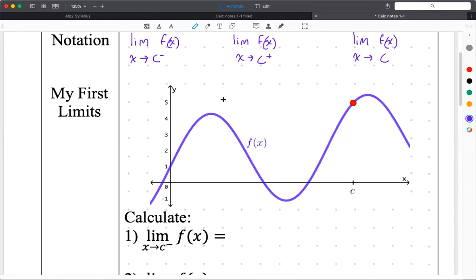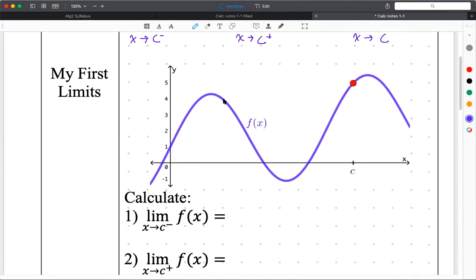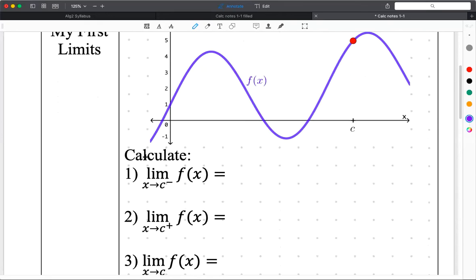Okay, so let's try this out. Chris, you're up first. How do you pronounce number 1? How do you say this thing? I don't want you to say "lim x arrow C to the power of negative." How have you been pronouncing these just up above? Limit of f of x, right?